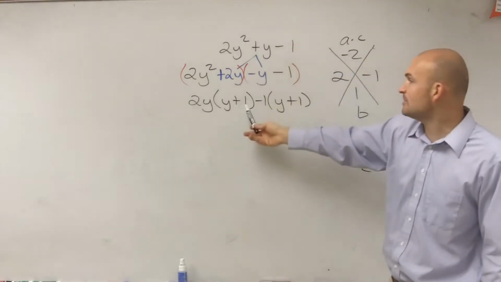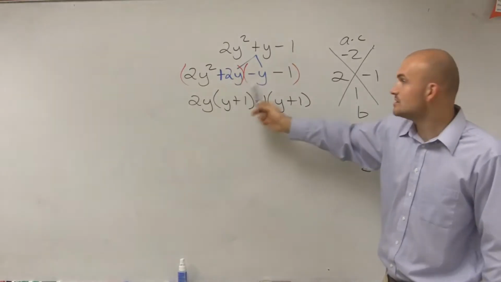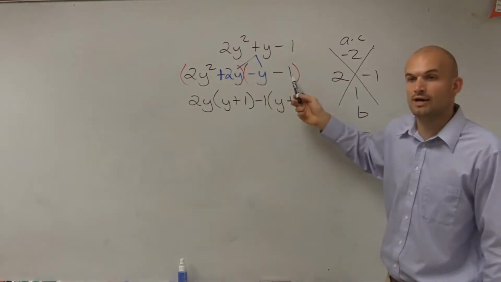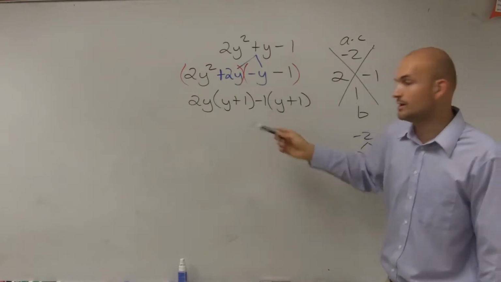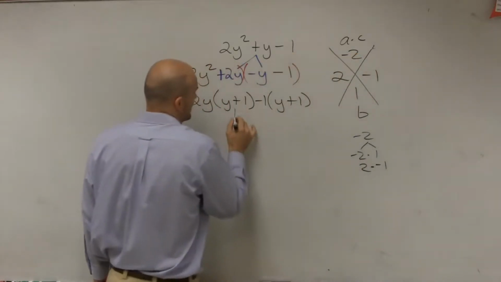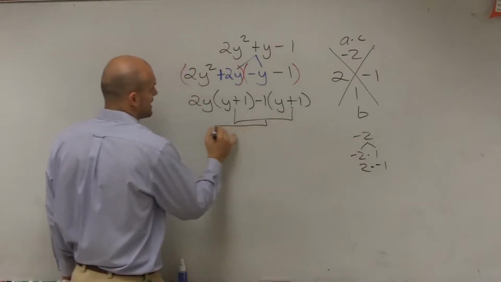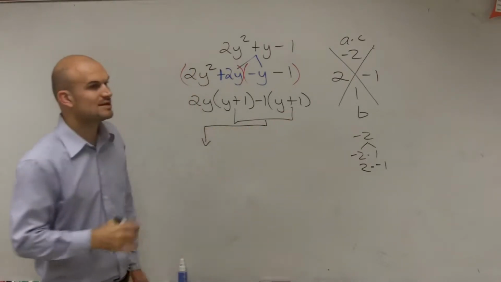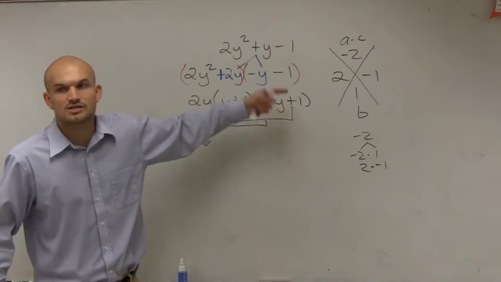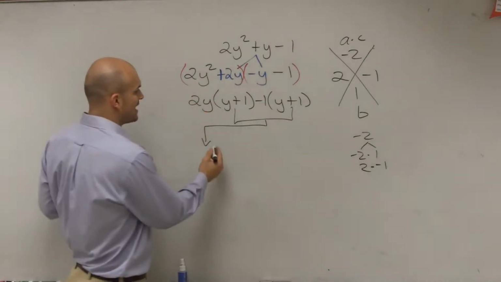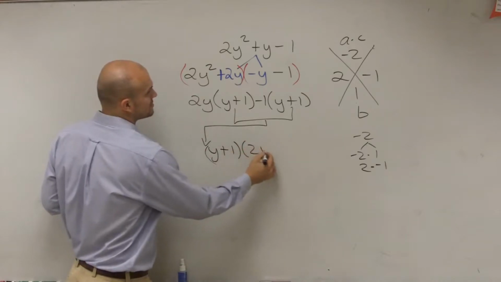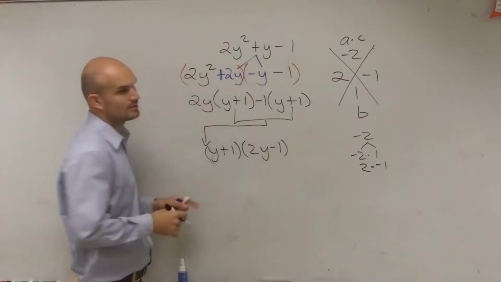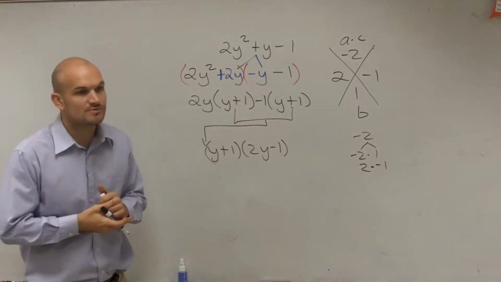That's how I got the y plus 1. Then here, remember, you want to get this to be the same. So if I have negative y minus 1, and I want to get that to be a y plus 1, I'm going to factor out a negative 1. Then these are going to be exactly the same. So now I notice my GCF is y plus 1. When I factor out my GCF, I'm left with y plus 1 times 2y minus 1. Is there a shorter way to do this? And that is going to be my factored form.